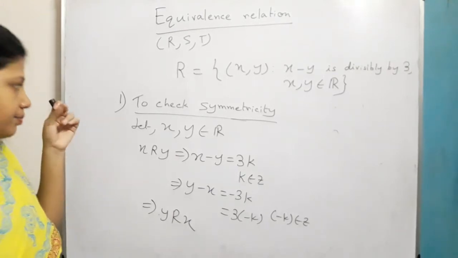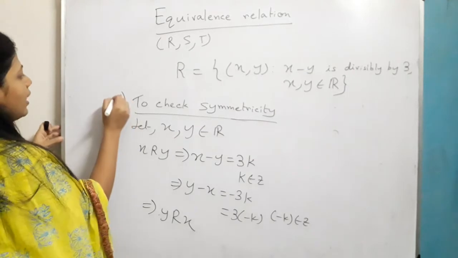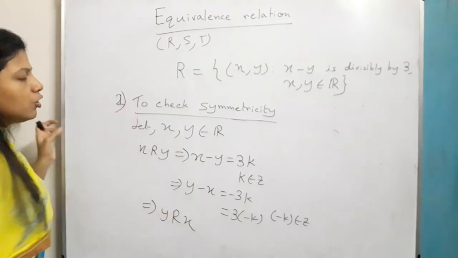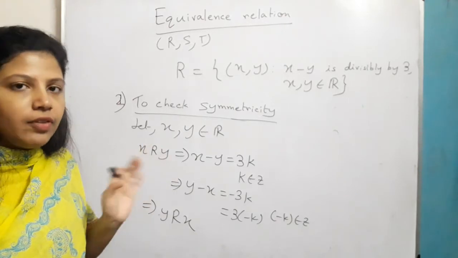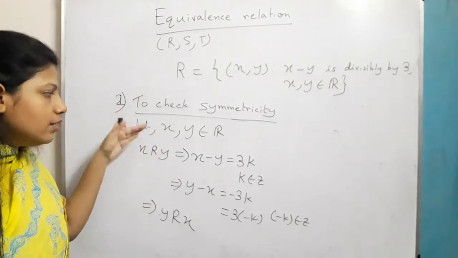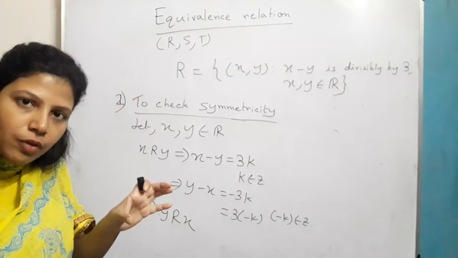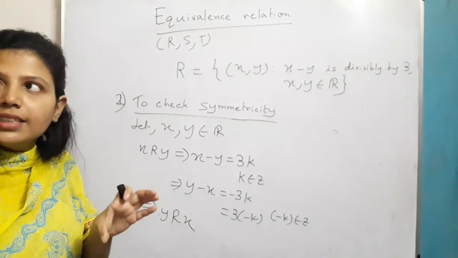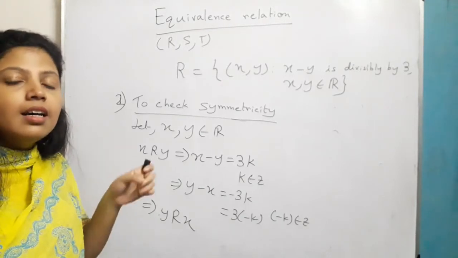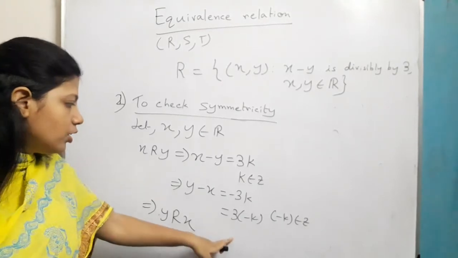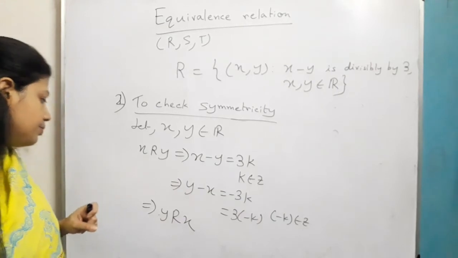I think at number 1 in reflexivity, I forgot to tell one thing. After that one you will write that R is reflexive. Number 1, after that direction you will write once that R is reflexive. Okay. Now next number 2 you will write that R is symmetric. After this one you will write R is symmetric.